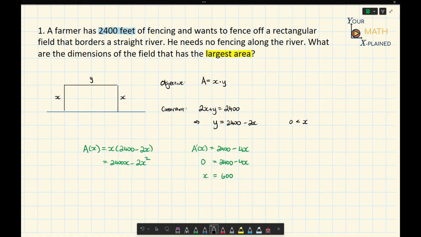Now x must also be less than 1,200 because this rectangle has two sides that are x, and it also has a side that is y. So if x was equal to 1,200, then y would be equal to 0. And of course, x can't be greater than 1,200 because then y would end up being negative. So our domain here is x is greater than 0, but less than 1,200.